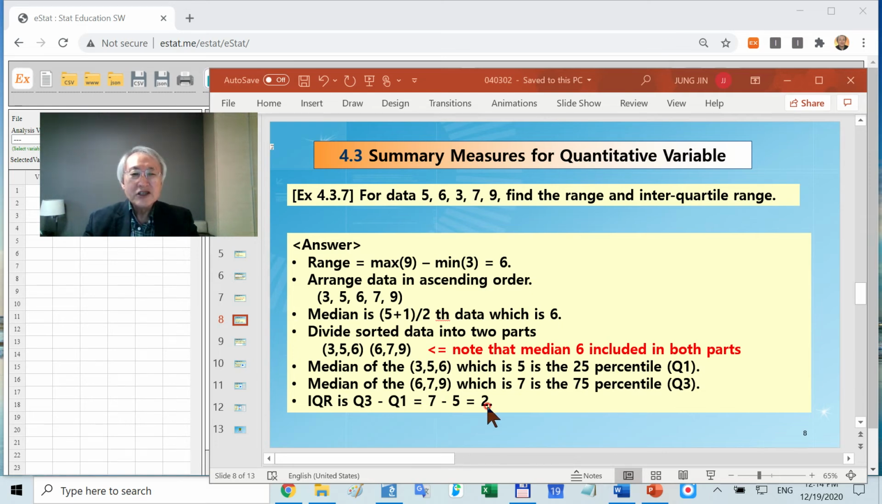That's the easiest way. Suppose you have an even number, what are you going to do? Then sort it, calculate the median, but you don't need to put the median in again because in case of an even number, you can split it naturally. Then calculate the median of the first part, that's Q1. Calculate the median of the second part, that's Q3.